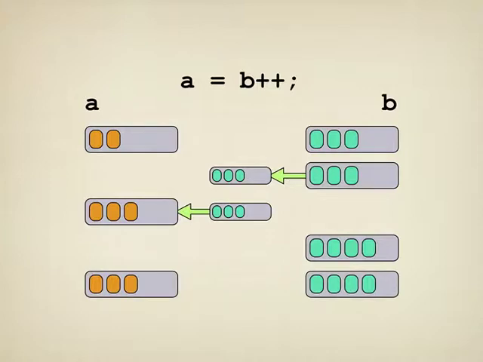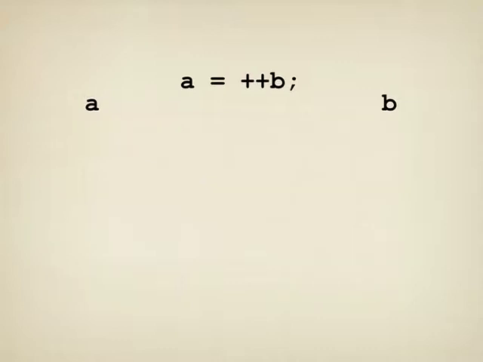A has taken on the value that b had when we started, and when we were all done, b had 1 added to it. Now let's try the other one, where we have the plus plus in front of the b. That says add 1 to b before you do anything else.